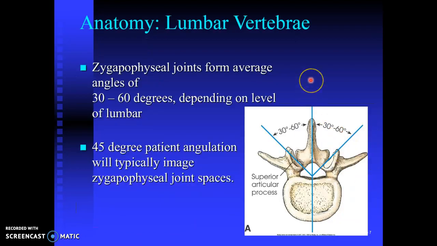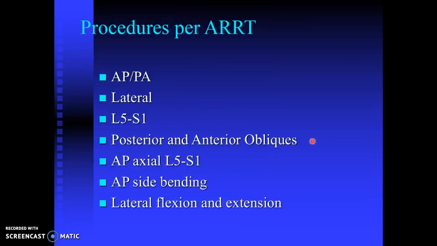Then again, we need to note yet again regarding when we see the zygapophyseal joints. They are on average at a 30 to 60 degree angulation from the midline of the vertebrae. On average, we're going to rotate our patient 45 degrees to see the typical zygapophyseal joint.